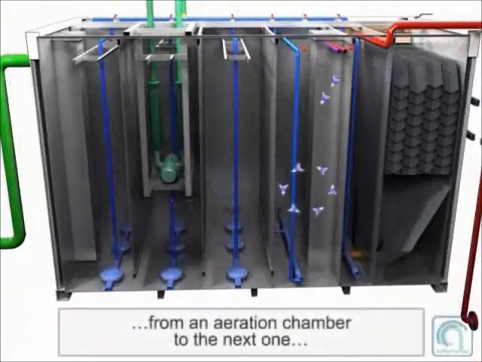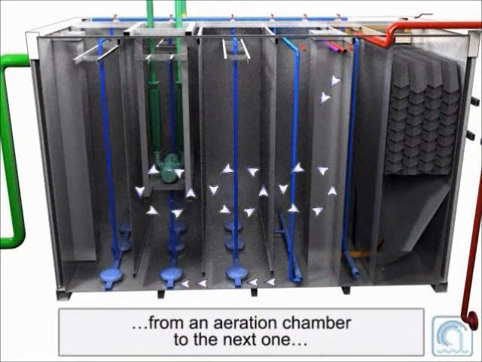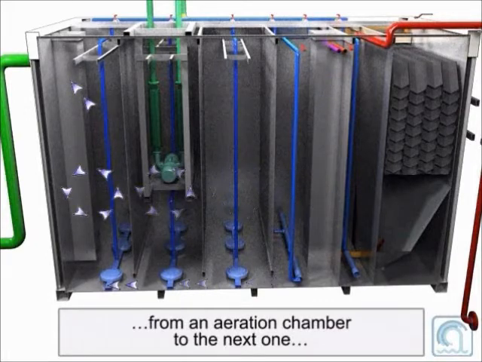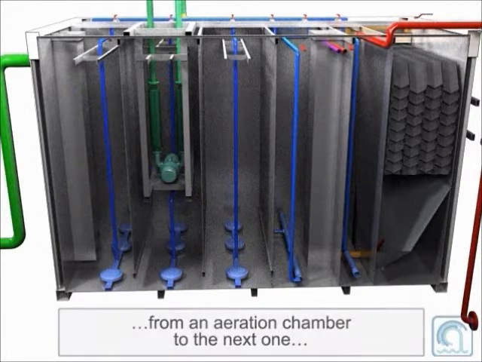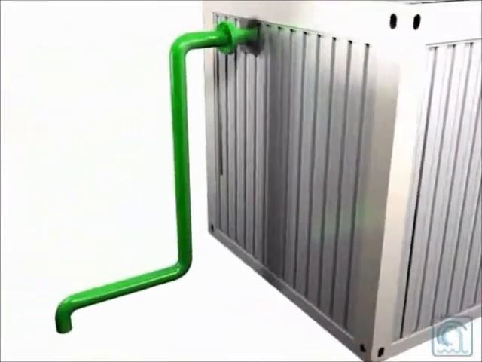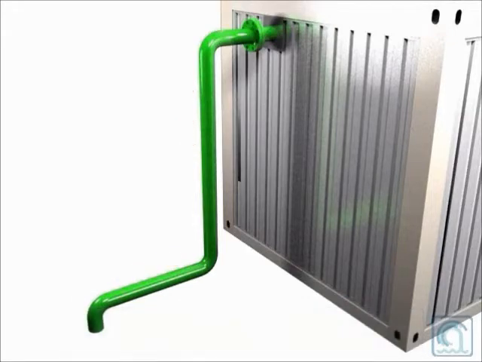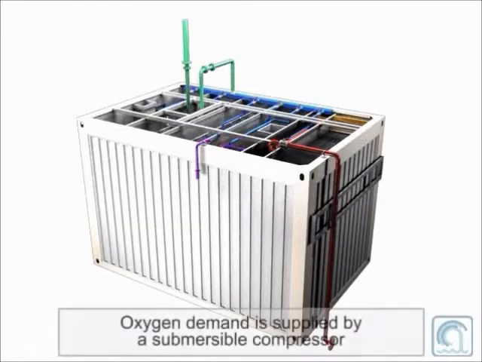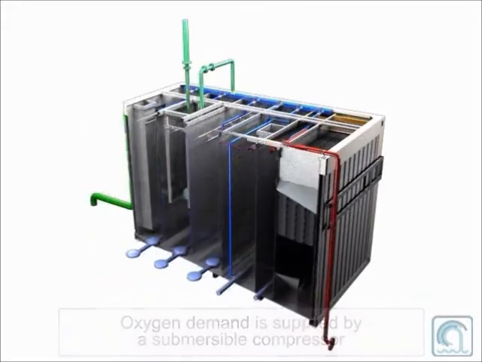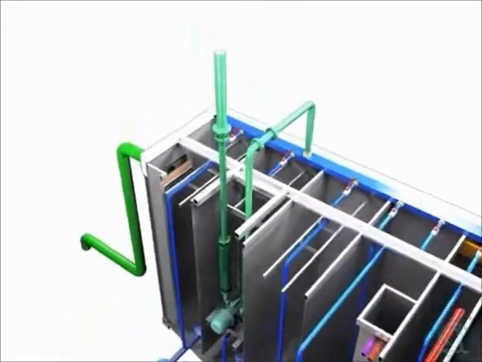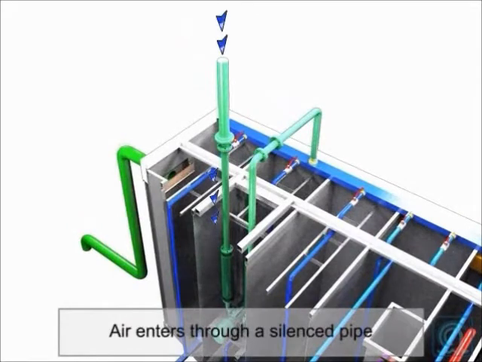Compressed air is introduced into the aeration chambers through diffusers. The wastewater flows from one aeration chamber to the next through the bottom passages located on the internal walls. The treated effluent then leaves the treatment plant through the exit pipe. The oxygen demand required for the treatment process is supplied by a submersible compressor. Air enters through a silenced pipe.